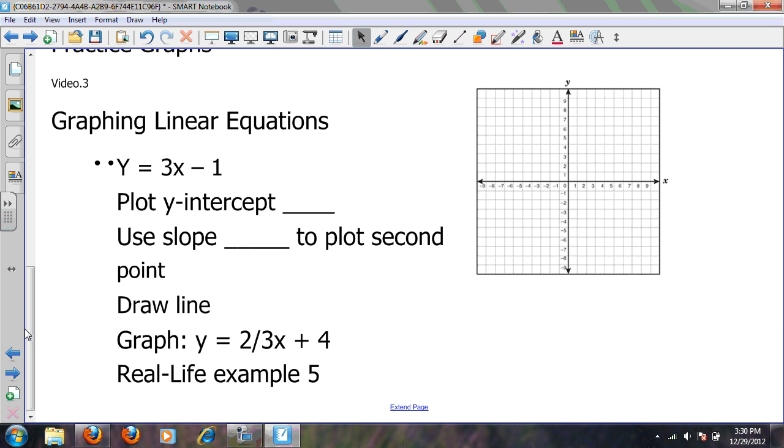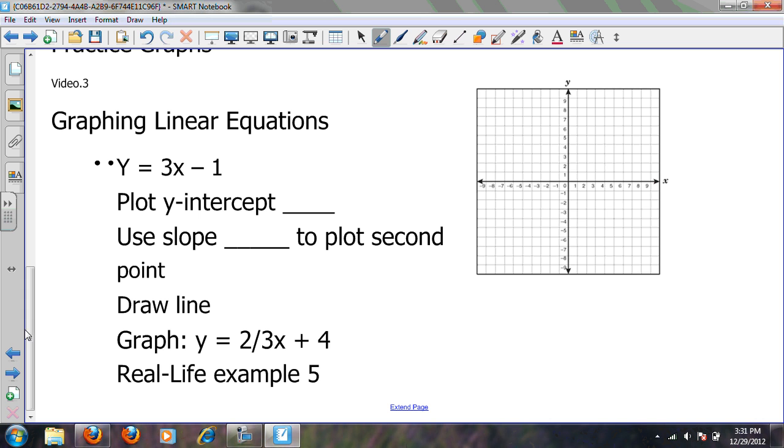Okay, video 3, graphing linear equations. This is on page 319. It will cover examples 4 and 5. We're going to talk about graphing linear equations. The first thing we need to remember is our slope-intercept equation.